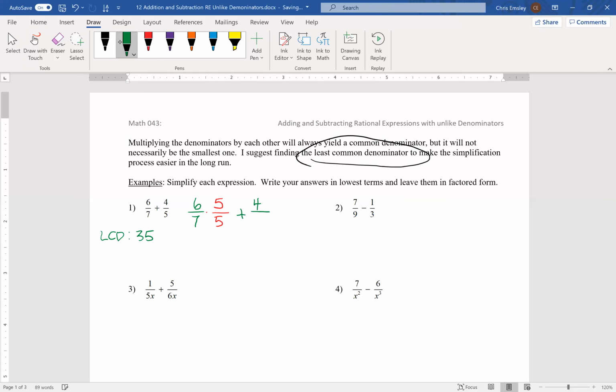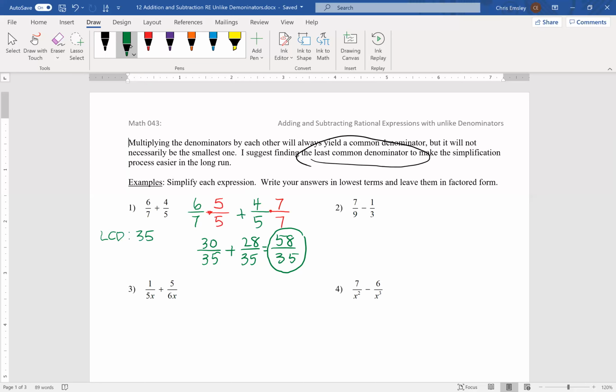And our second fraction is 4/5. What would we have to multiply 5 by to get that common denominator of 35? We would have to multiply it by 7. And if we do that to the bottom, we have to do that to the top also. So what we have here, 6 times 5 is 30 over our new common denominator of 35, plus 4 times 7 is 28 over our new common denominator of 35. Once we have that matching common denominator, we just add those numerators. 30 plus 28 is 58. That can't be reduced at all, and we're okay with improper fractions, so we'll just leave it like that.